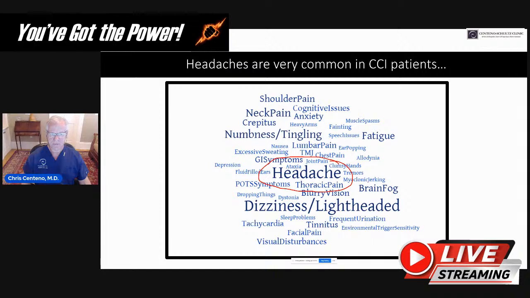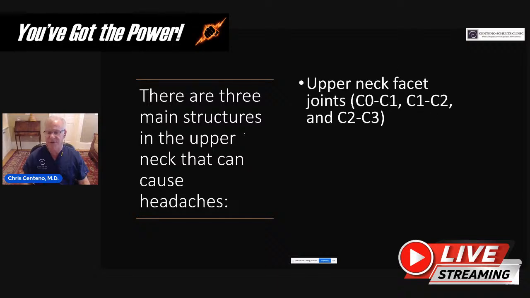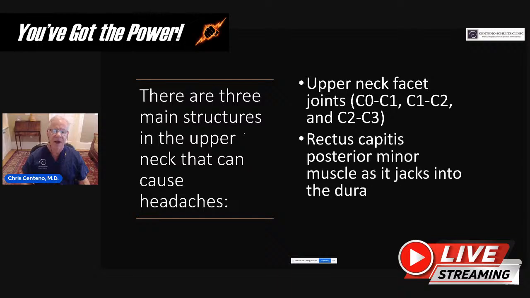Now, there are three main structures in the upper neck that can cause headaches: the upper neck facet joints, C0-C1, C1-C2, and C2-C3; the rectus capitis posterior minor muscle as it connects into the dura; and the occipital nerves. What we're not talking about today is things like internal jugular vein compression, which is much harder to determine as a cause of headaches. Instead, we're talking about structures that can be blocked from a diagnostic perspective to confirm the diagnosis. And today, of these three, we're going to focus on the occipital nerves.